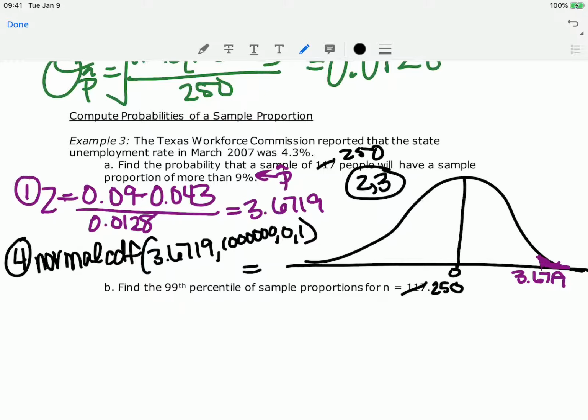Okay, 3.6719, 1,000,001, and we get 1.2, but then there's an e to the negative 4, so that is 0.0001. So a very small probability of having more than 9% of people say they are unemployed if you sample 250 people.